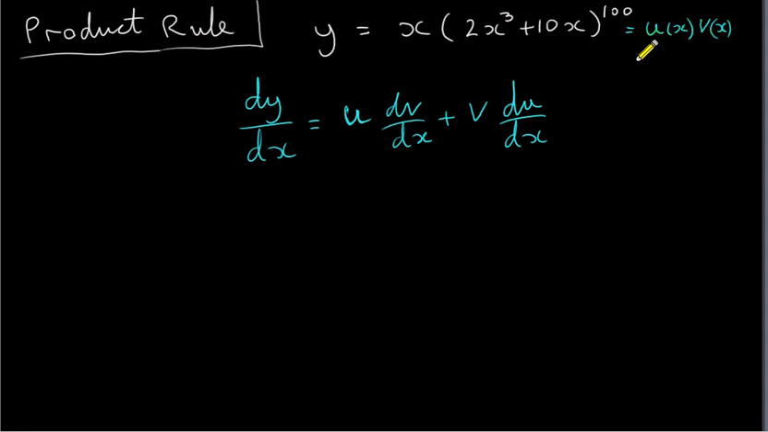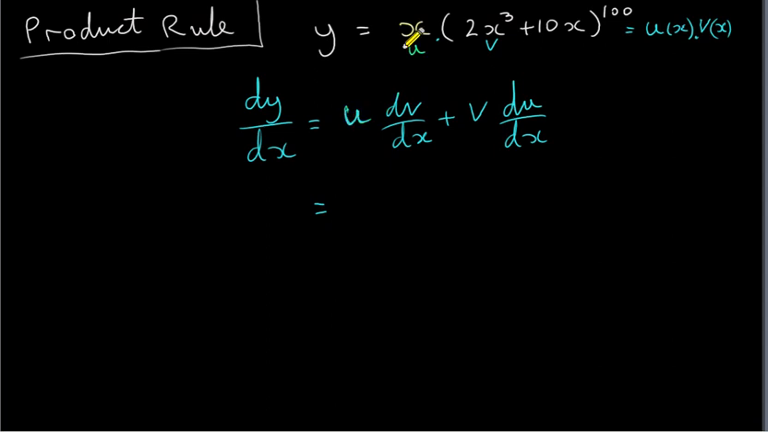Similarly for v. So u is one of the functions and v is the other function, and we have a product. We're multiplying two functions together. So we could let u equal, say, the first function and v equal the second function, but it doesn't matter, of course, which way we do it because we're multiplying. So we can let u equal x and v equal (2x cubed plus 10x) to the power of 100.